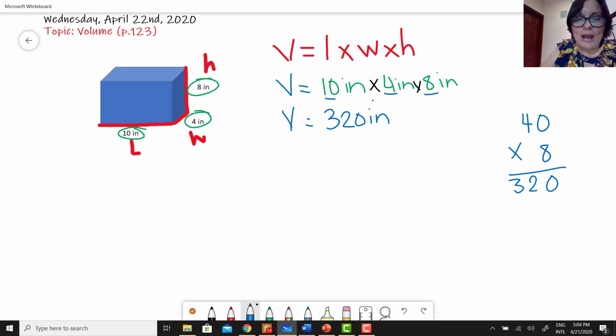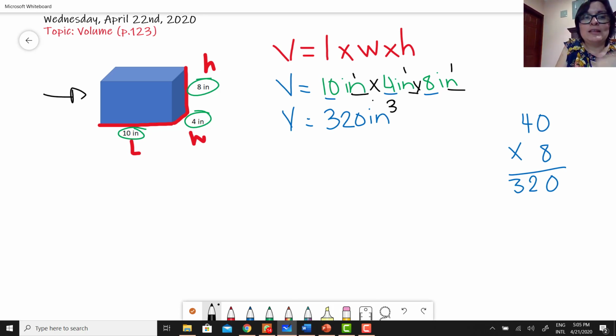And I want you to see this. We multiply inches by inches by inches. So we have 1, 2, 3. So the inches are going to be cubic inches, okay? Cubic inches, because this figure is a three-dimensional shape. So it's 320 cubic inches. Always the volume is going to be with cubic units. So in this case, the answer is 320 cubic inches.